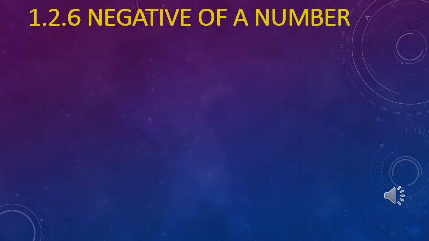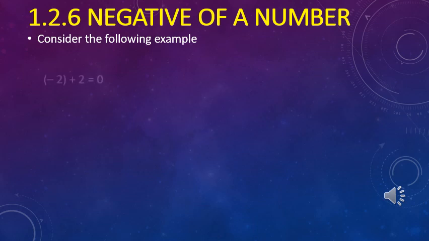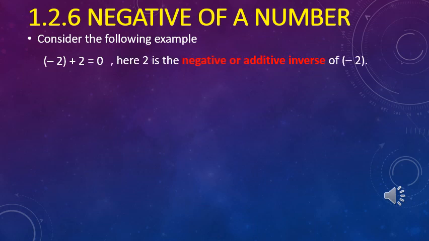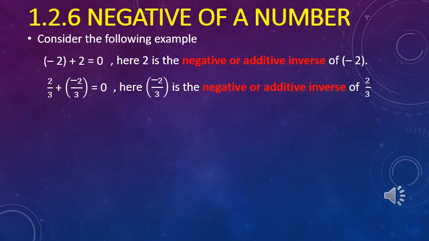Negative of a number. Consider the following example carefully. Minus 2 plus 2 is equal to 0. The addition of these two numbers results in additive identity. Here 2 is the negative or additive inverse of minus 2. See the next example. 2 upon 3 plus minus 2 upon 3 is equal to 0. Hence, minus 2 upon 3 is the negative or additive inverse of 2 upon 3.